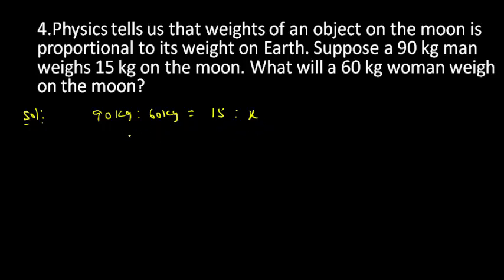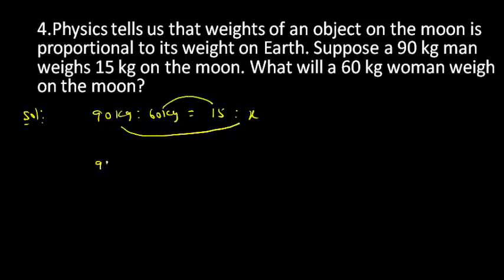90 kg man, here now 60 kg woman. 90 kg man weighs 15 kg on the moon. 60 kg woman, what is the weight? x kgs. These are proportional. Two ratios are equal, it is called proportional. What is the proportional? The product of extremes equal to the product of means.